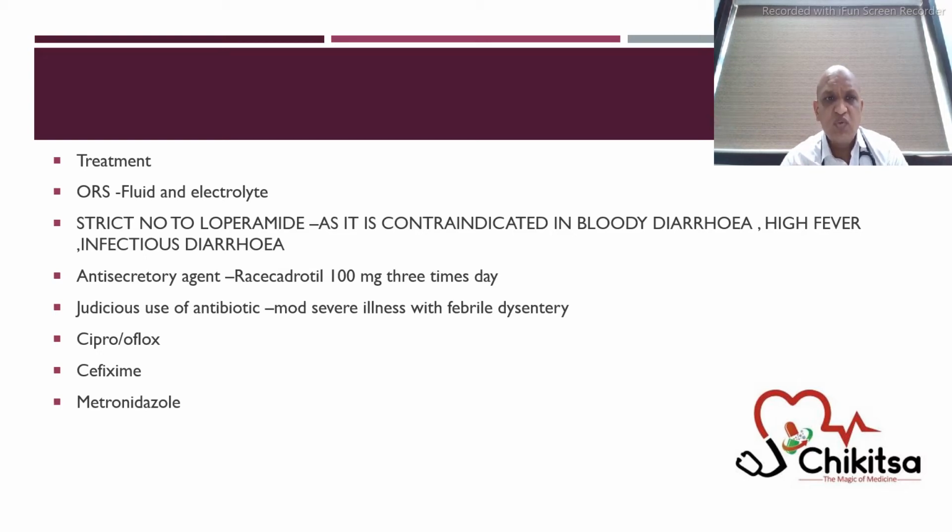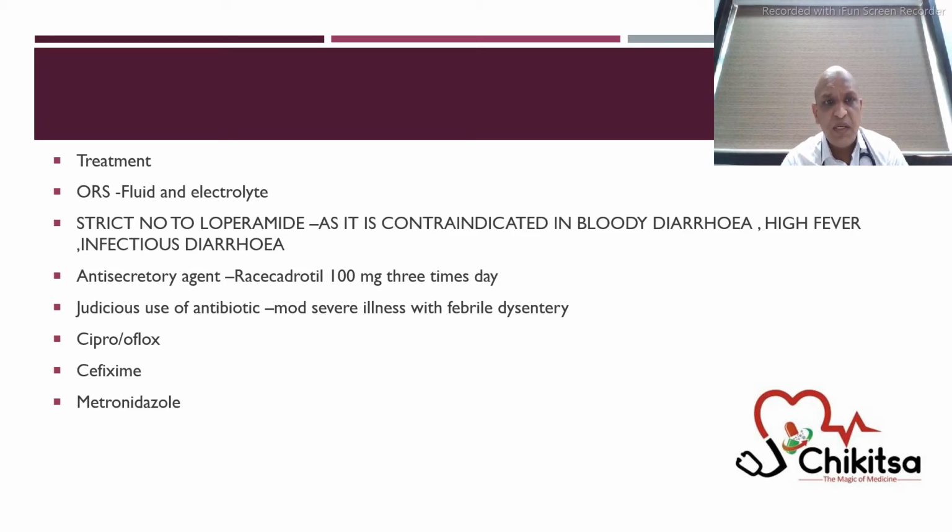Strictly do not use loperamide for infectious diarrhea, diarrhea with high grade fever, and diarrhea with blood in the stool. Loperamide will worsen your disease. So strictly do not use loperamide in such patients. In a normal diarrhea patient, you can give an anti-secretory agent, that is racecadotril 100 milligram 3 times a day. That will decrease secretions from the gut, and that will lead to low volume of stool. That will help the patient to decrease the frequency.